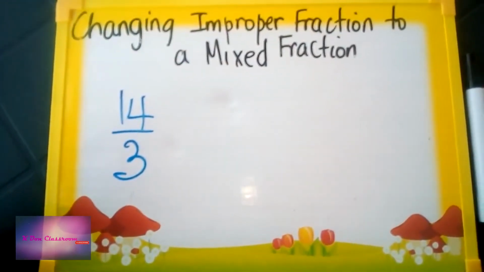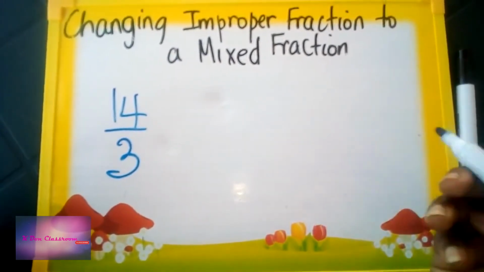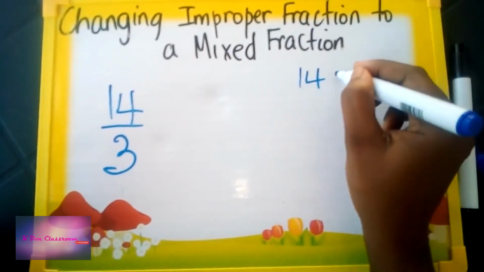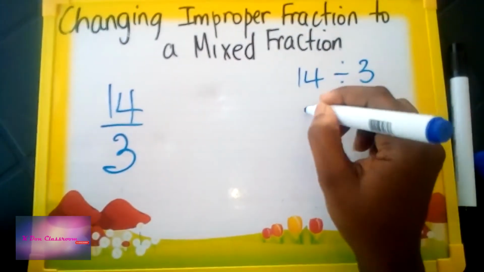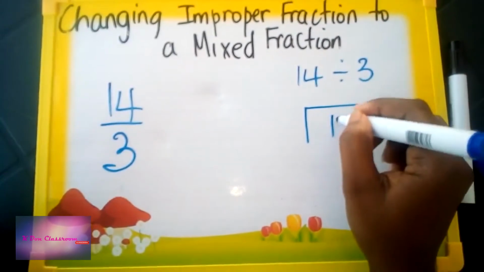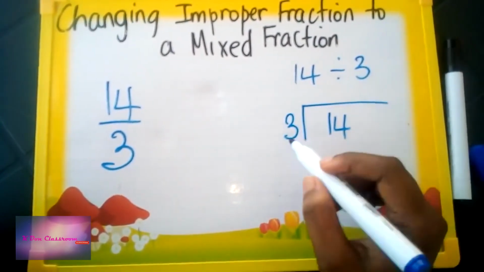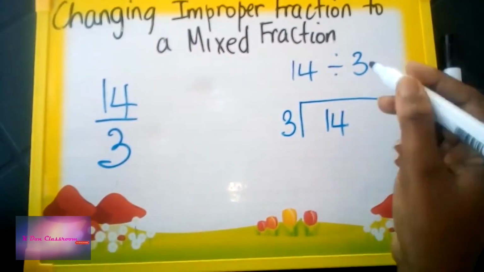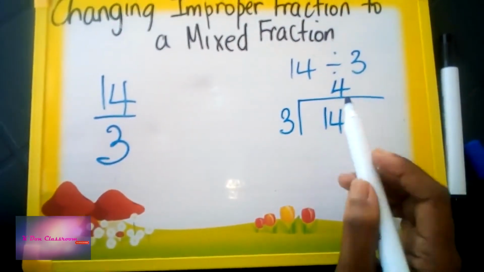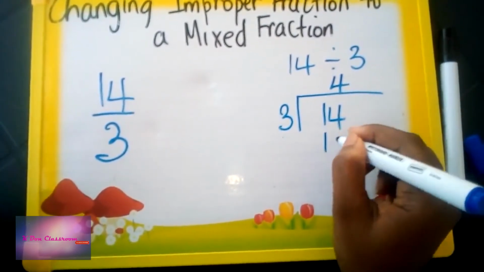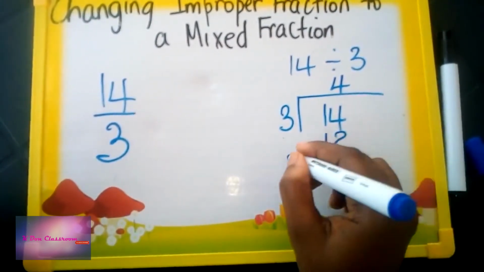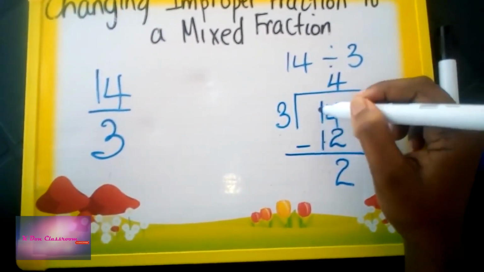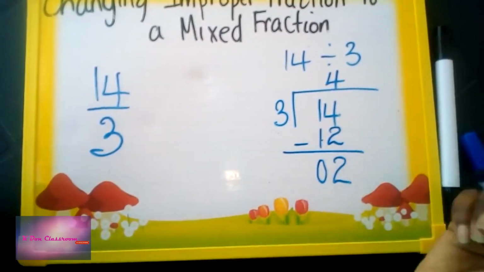Let's try 14 over 3. Now remember, we are dividing, and it becomes 14 divided by 3. How many times can 3 go into 14? It can go 4 times. 4 times 3 will give us 12. So 2 from 4 leaves us with 2, and 1 from 1 leaves us with 0.